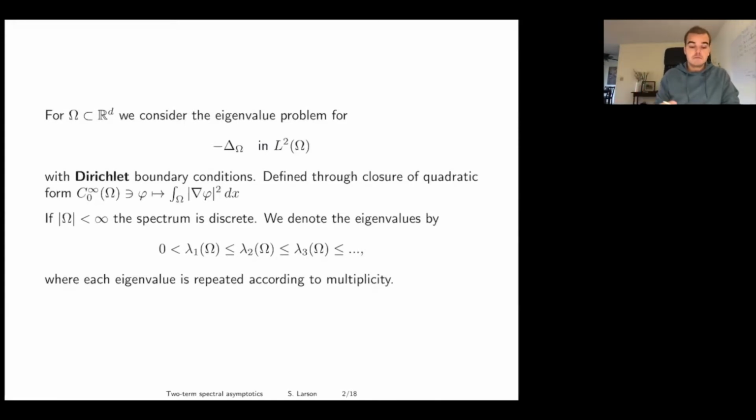If the volume of our domain omega is finite, then compactness of embeddings tells us that the spectrum of this operator is discrete. Since it's a positive operator, we have a sequence of positive eigenvalues, which I'll denote by lambda_k, where k goes from 1 to infinity. I'll order them in non-decreasing order. These eigenvalues accumulate only at infinity, and really what we're interested in today is how they accumulate at infinity.